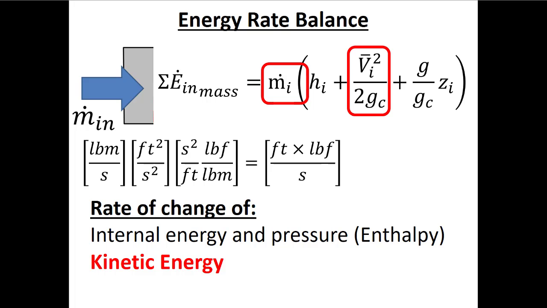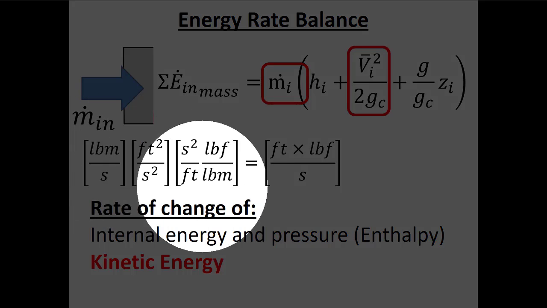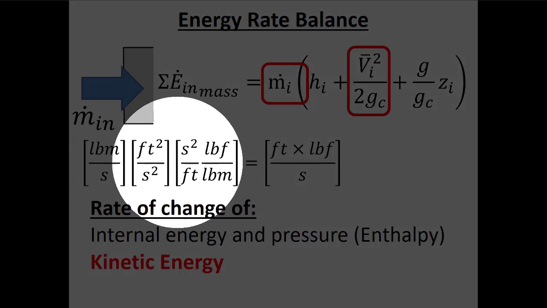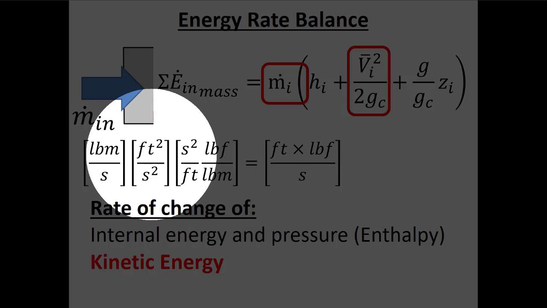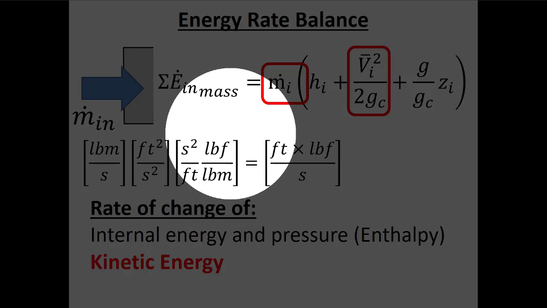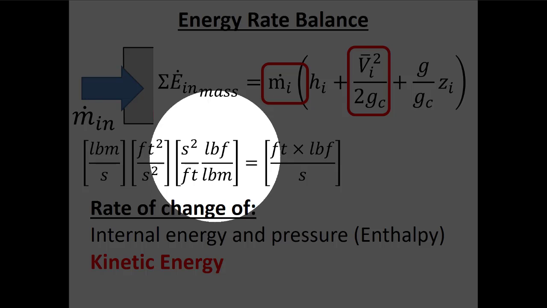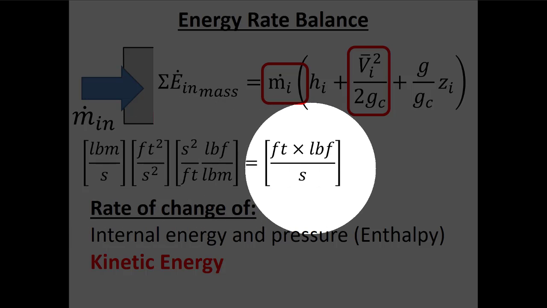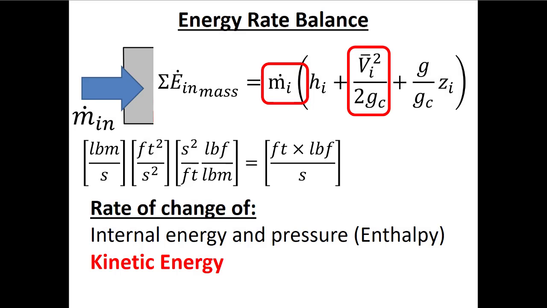So now if I multiply all this stuff together, my pounds mass are going to cancel. My seconds squared are going to cancel. I'm going to cancel out one of these feet, so I'll get foot pounds, right? That's pretty good. Foot pounds per second is energy per second, right? So that's good because this is supposed to be a rate of energy that's entering the system. So it makes sense to have foot pounds per second.